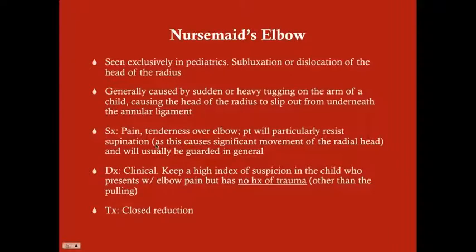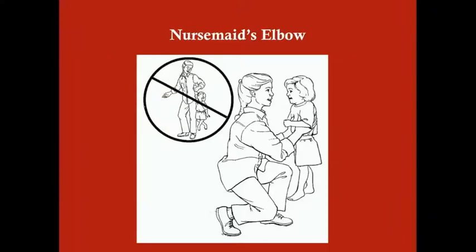So on the USMLE, if you're given a vignette of a patient that's consistent with nursemaid's elbow, your next step is going to be closed reduction. You're going to be putting that radial head back into place. And the way you generally do that is by moving the arm into supination and then applying some axial compression pressure on the arm, and that will usually slip the radial head back underneath the annular ligament.